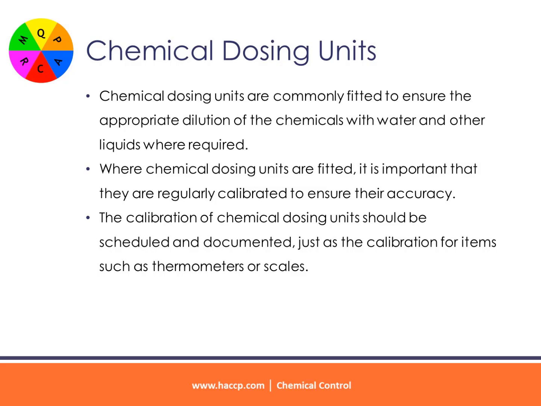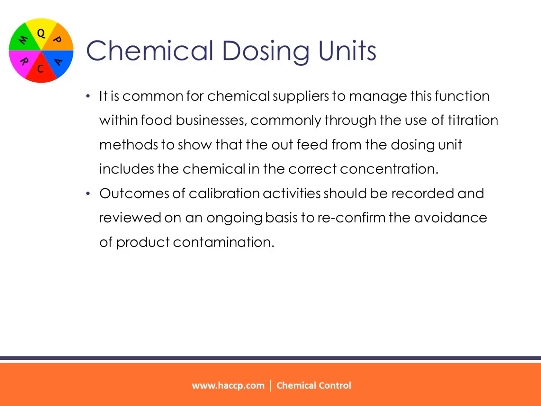other liquids where required. Where chemical dosing units are fitted, it is important that they are regularly calibrated to ensure their accuracy. The calibration of chemical dosing units should be scheduled and documented, just as the calibration for items such as thermometers or scales. It is common for chemical suppliers to manage this function within food businesses, commonly through the use of titration methods to show that the outfeed from the dosing unit includes the chemical in the correct concentration. Outcomes of calibration activities should be recorded and reviewed on an ongoing basis to reconfirm the avoidance of product contamination.